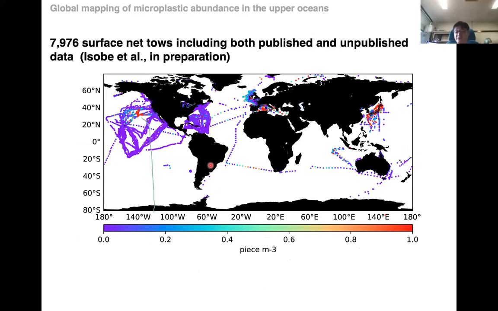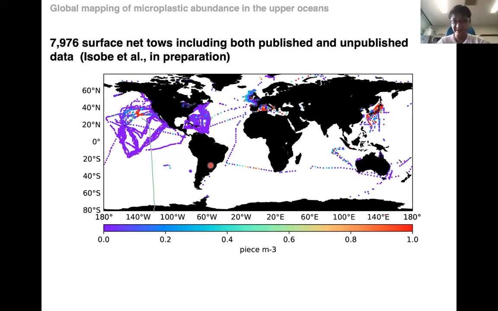Now, microplastic surveys have been conducted by many researchers during these 10 years. Now I'm preparing one paper. This is our latest work. It's not published yet; the manuscript is in preparation. So we synthesize the microplastic survey results over the world's oceans. At the present time, about 8,000 surface net tows have been conducted, and these are published in many different papers.